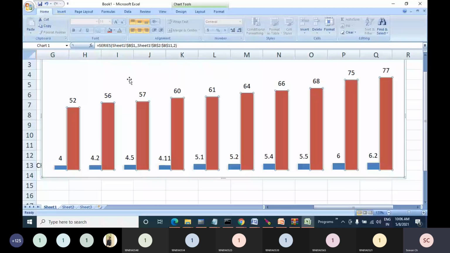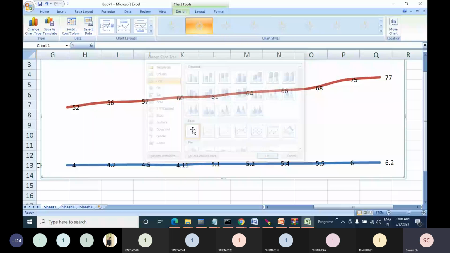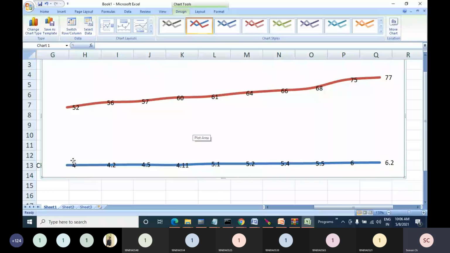For your convenience, I'll change the design. See here, something like this. When height is 4, weight is 52. When height is 4.2, weight is 56. When height is 4.5, weight is 57. So how much change is there? How much variation is there? That is noticed or studied using slope. Small m defines that particular change, right?